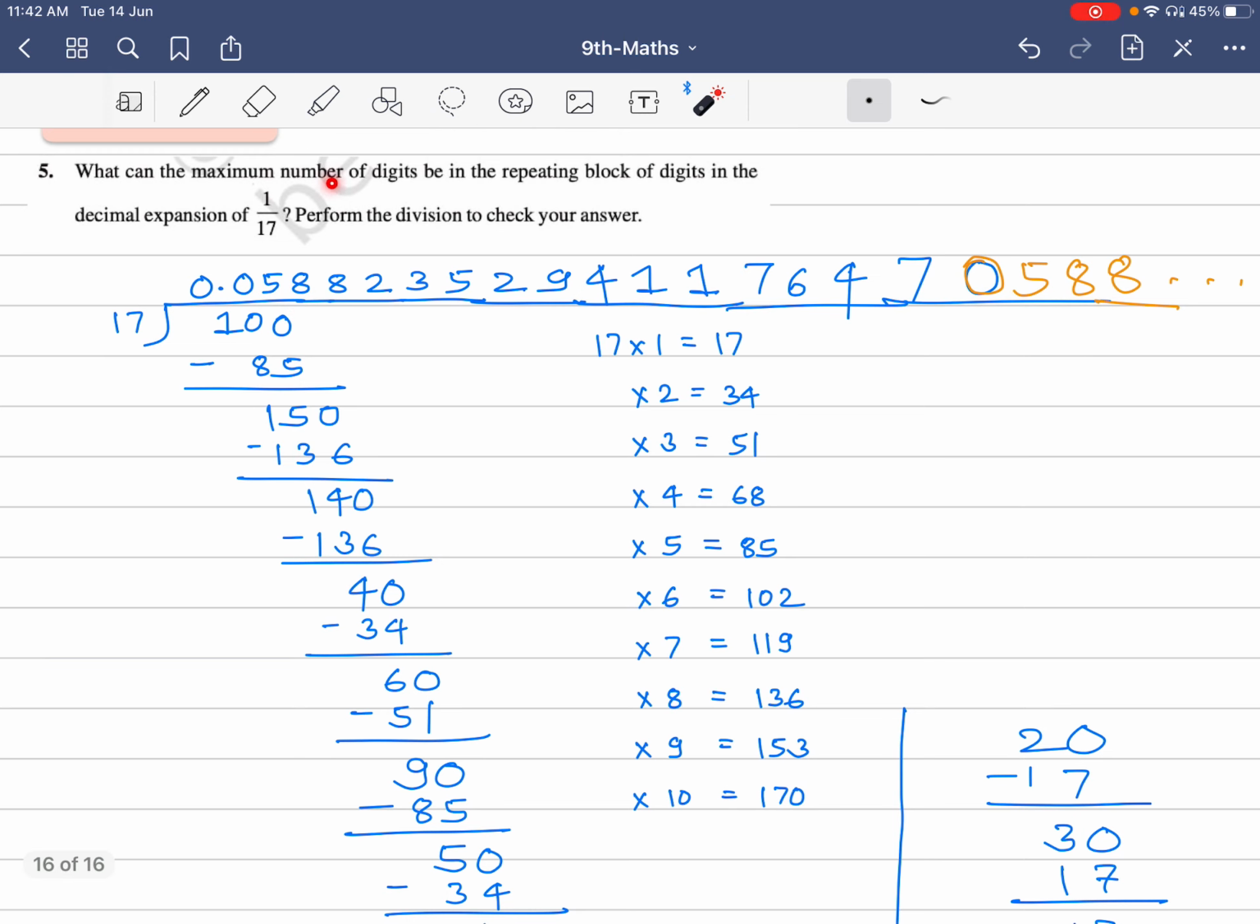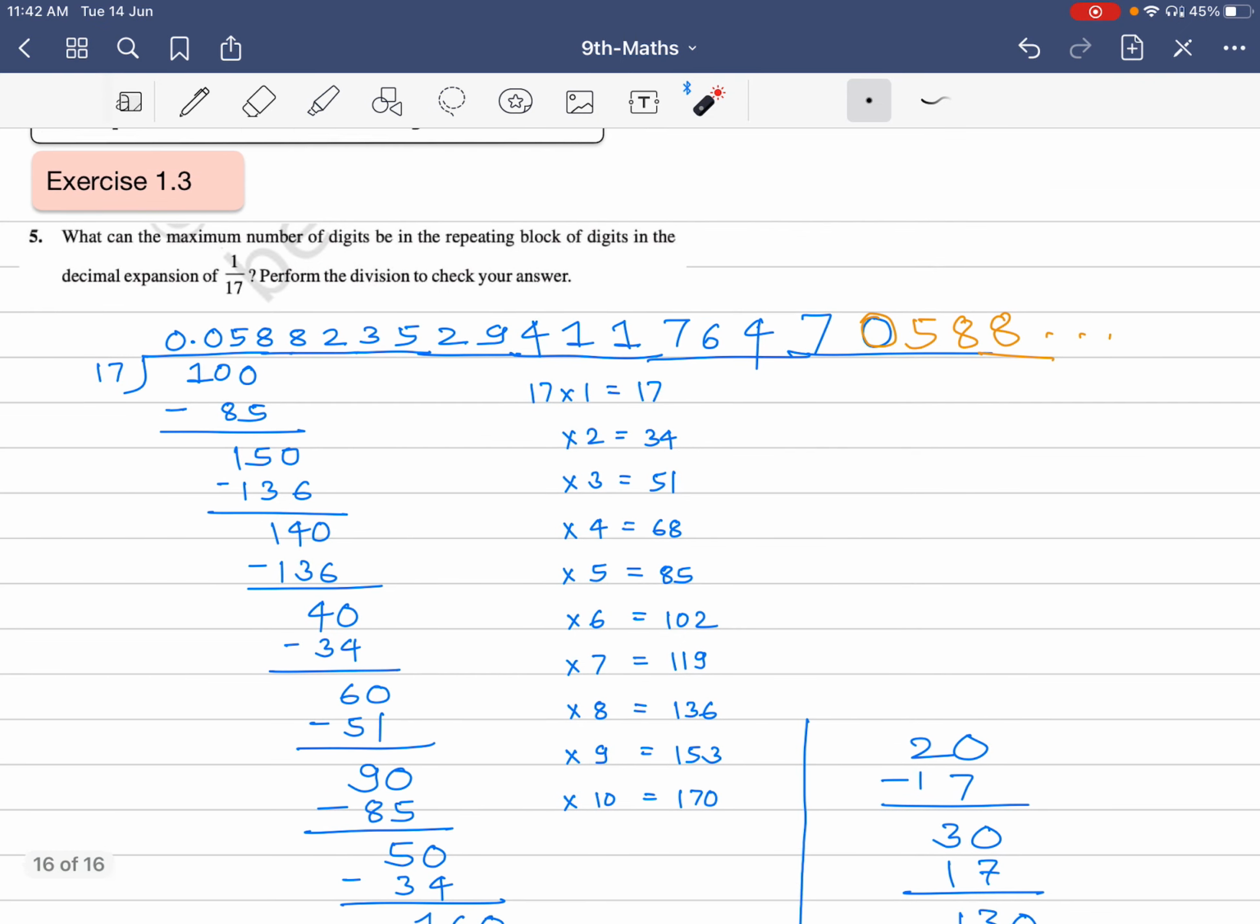So what can the maximum number of digits be in the repeating block of digits in the decimal expansion of 1 by 17? So it's 1, 2, 3, 4, 5, 6, 7, 8, 9, 10, 11, 12, 13, 14, 15, 16. Total 16 digits are coming under my repeating block.